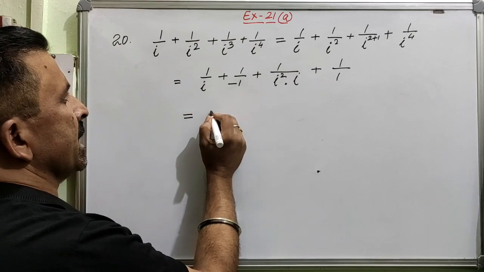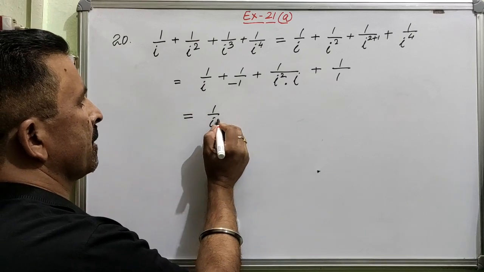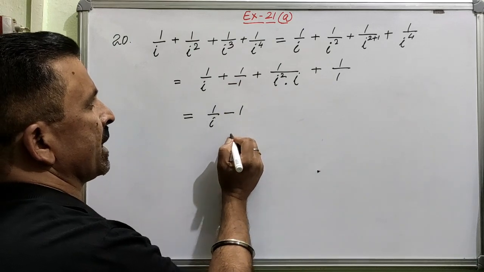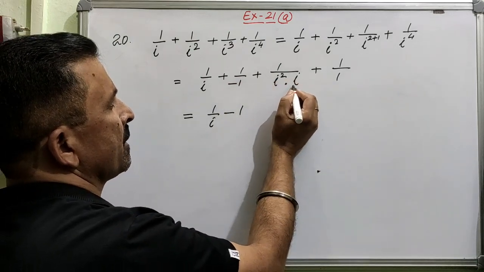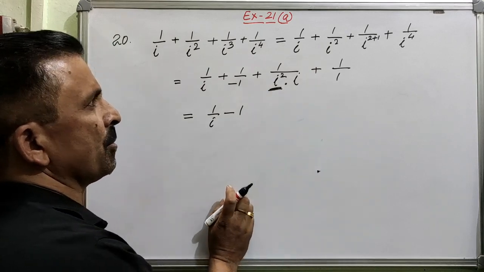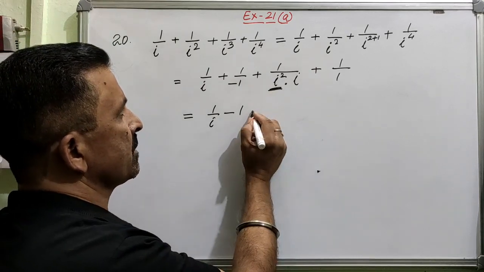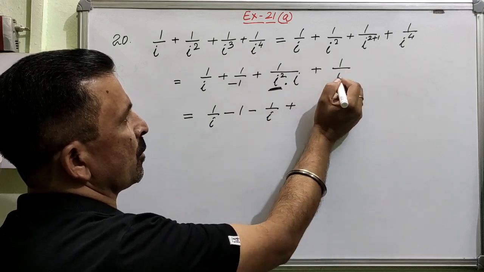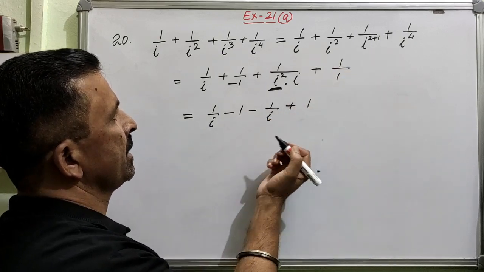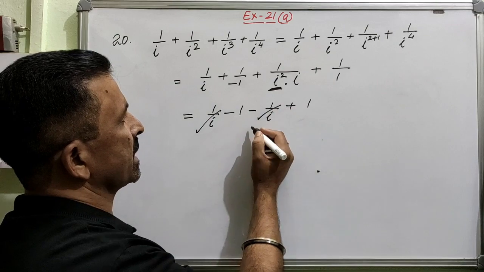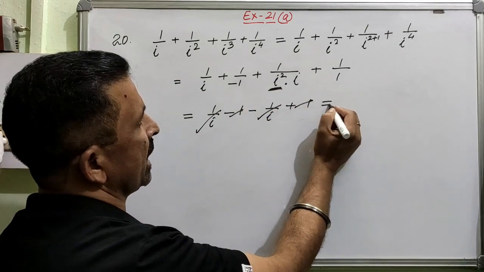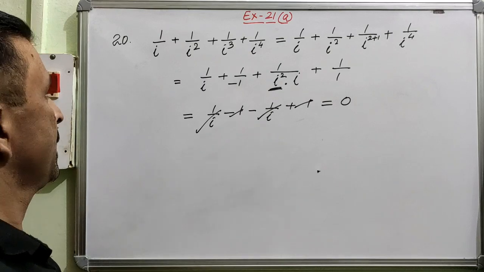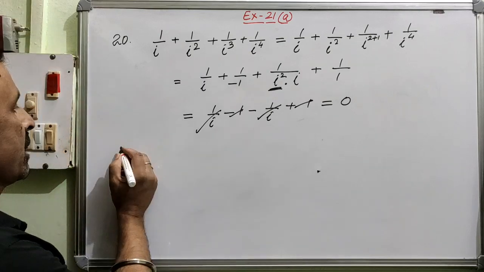Now this is 1 over i. Now this 1 over minus 1, we can write simply as minus 1. And then here this i square will again turn into minus 1, so this will give us minus 1 over i. And then the last one is 1 over 1, which means simply 1, right? Now you can see this and this are cancelled. The answer of this question we got is equal to 0. Is it okay?